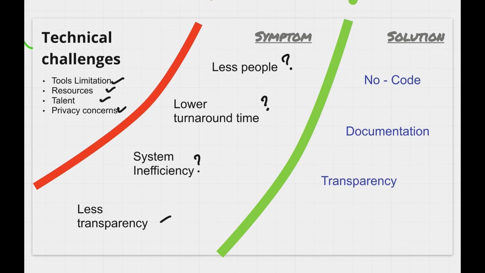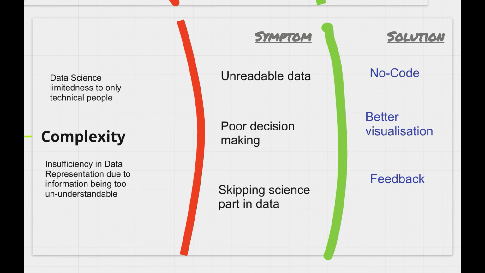Now, you can solve this problem with modern solutions like no code, documenting your things properly, and also bringing a little bit of transparency to the whole project. Another problem that people have is the complexity of data science. Not many people understand what data science actually is and how it should be performed. This leads to inefficient methods of representing data, and it's not able to make a clear vision for the whole team, hence making it totally not understandable to the team. A symptom for this one is also unreadable data, poor decision making, and often even questioning the existence of a data science team in the company.